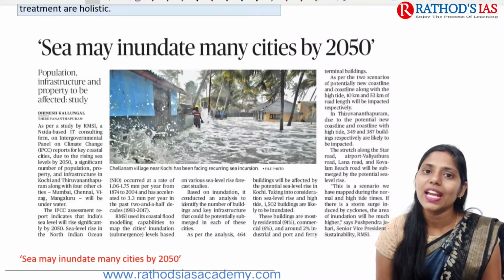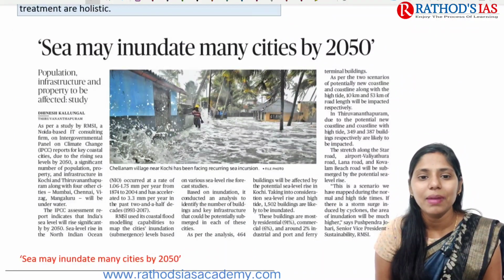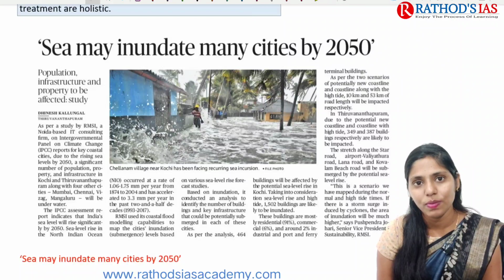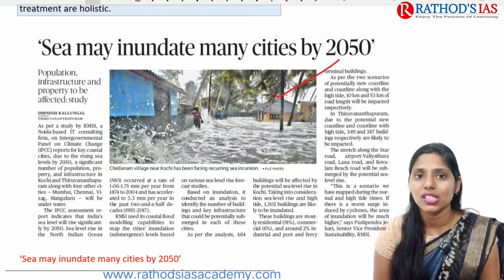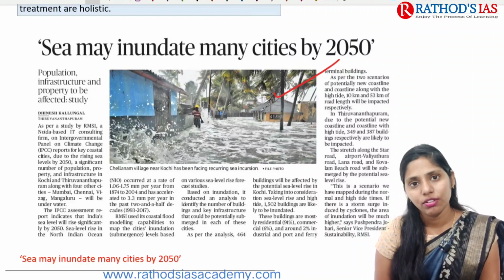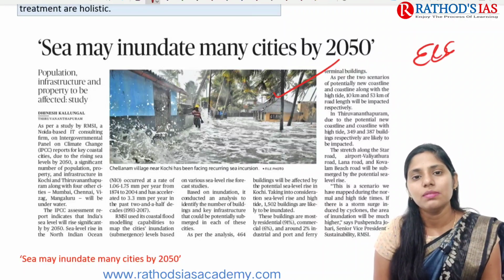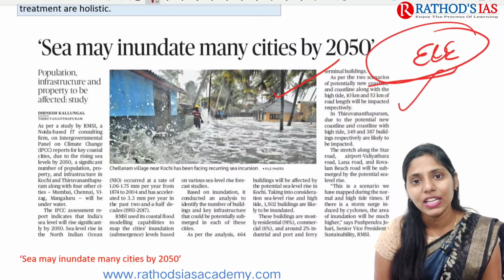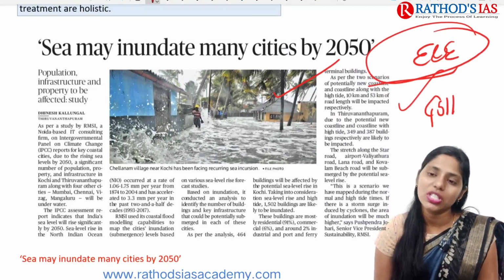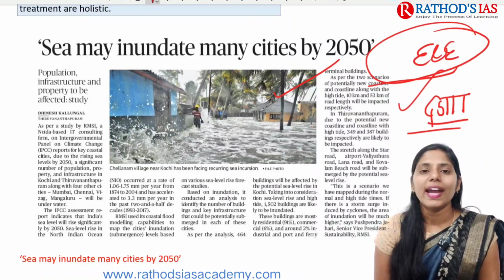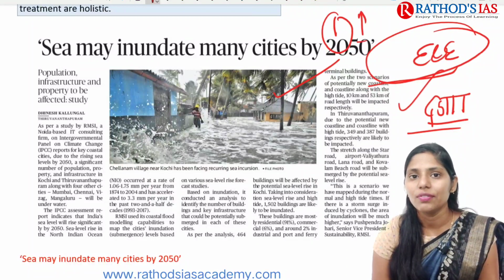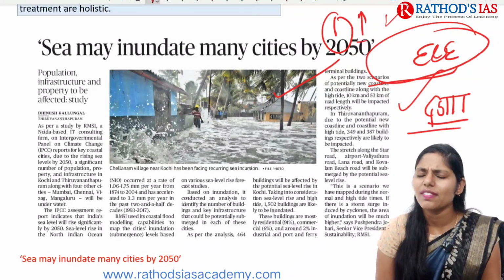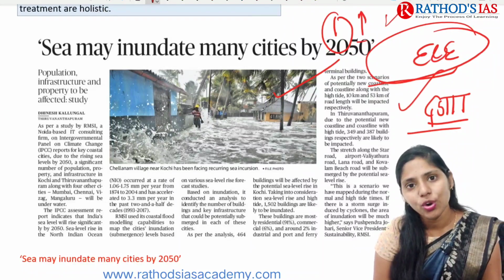Now let us see the next topic. It is regarding how the sea may inundate many cities by 2050. It talks about the inundation of our coastal cities, and the year is 2050. This article is important from the environment and ecology perspective, which mainly comes under GS paper 3. So why is there inundation? One important reason is the increase of sea level. How is sea level increasing? That is mainly seen because of global warming.